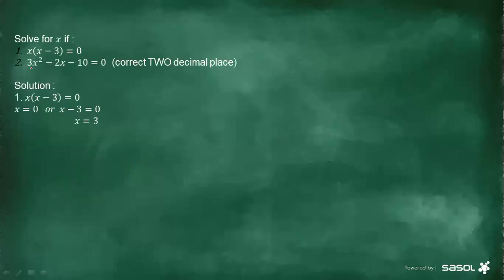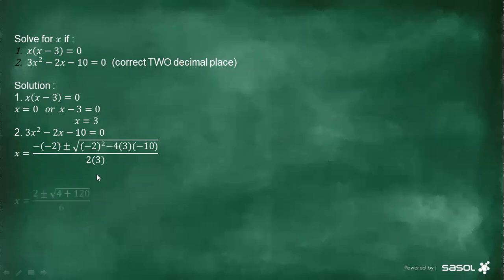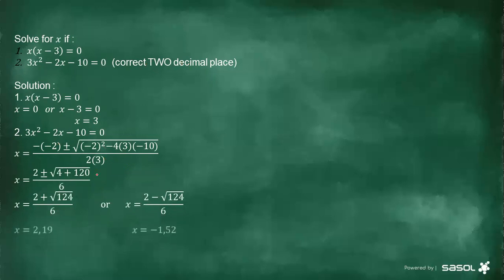And then number 3, 3x² − 2x − 10 = 0, correct to 2 decimal places. Remember, it's a quadratic. The value of a we know is 3, the value of b is −2, the value of c is −10. You just substitute your values there, then you press your calculator. This is what you're going to be having. The first is 2.19, and the last one is −1.52. So we have corrected to 2 decimal places there for the quadratic.